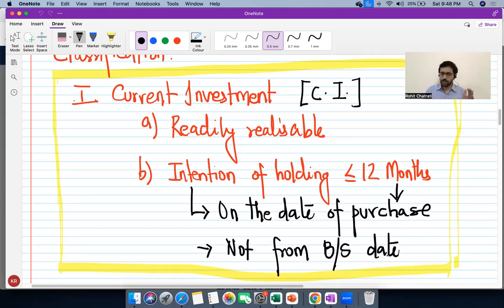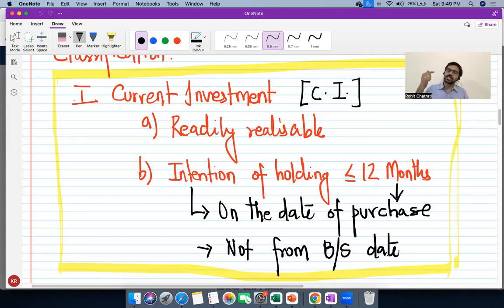This is going to be classified as a long-term investment because from the date of purchase, I intend to hold it for more than 12 months. Whereas if you come to the balance sheet date, the balance sheet date is going to be March 2024. On the balance sheet date, we have only 6 months remaining. You shouldn't call the investment on March 24 a current investment.